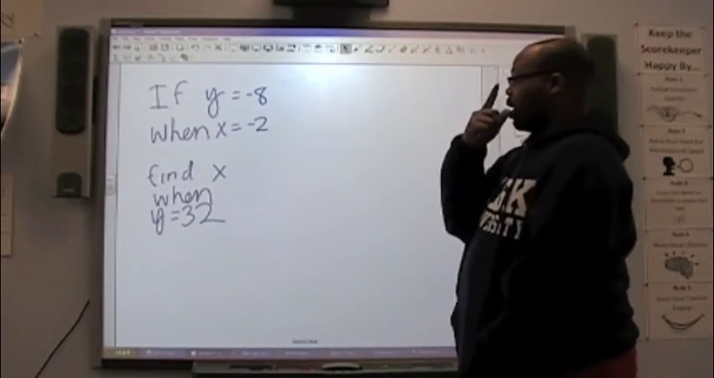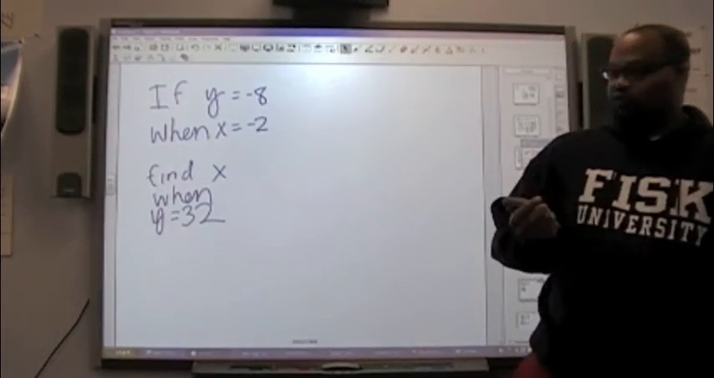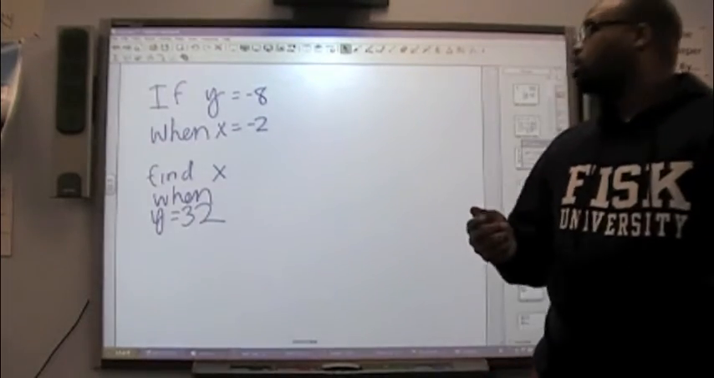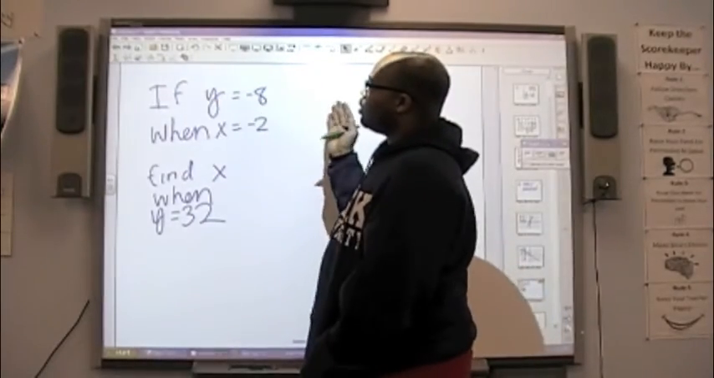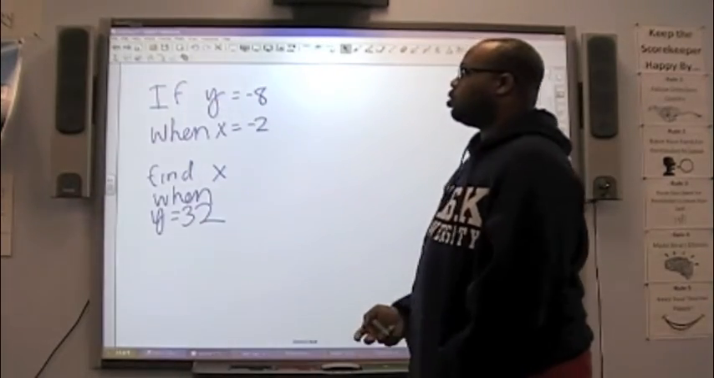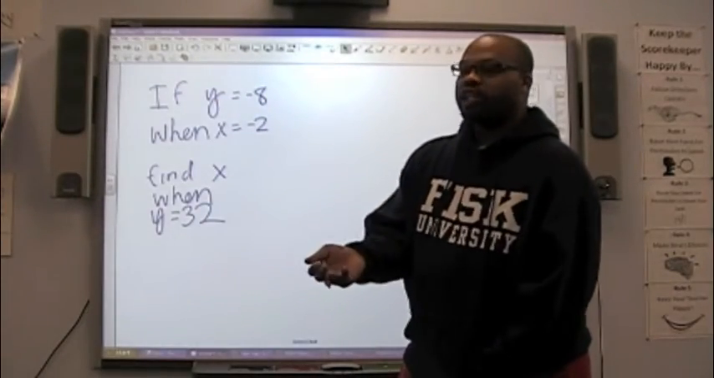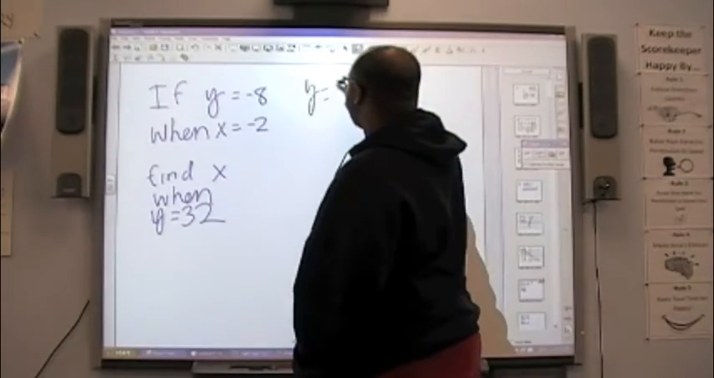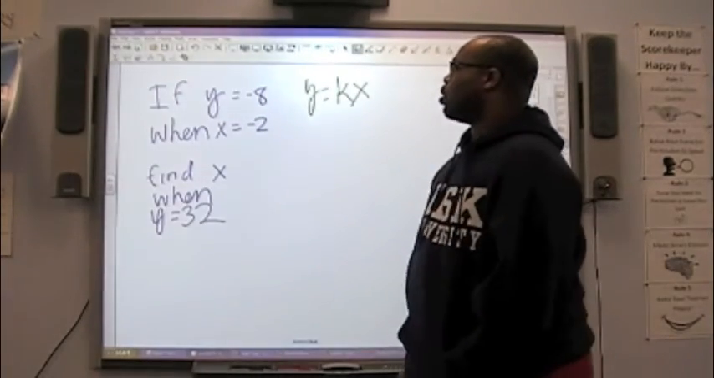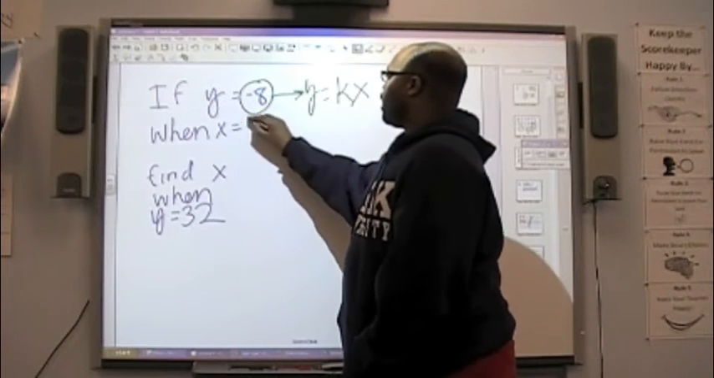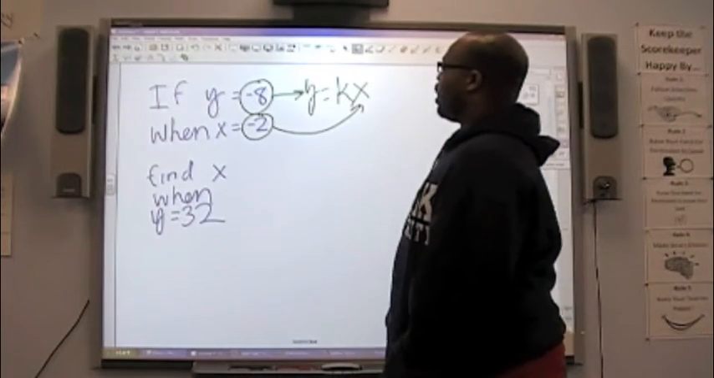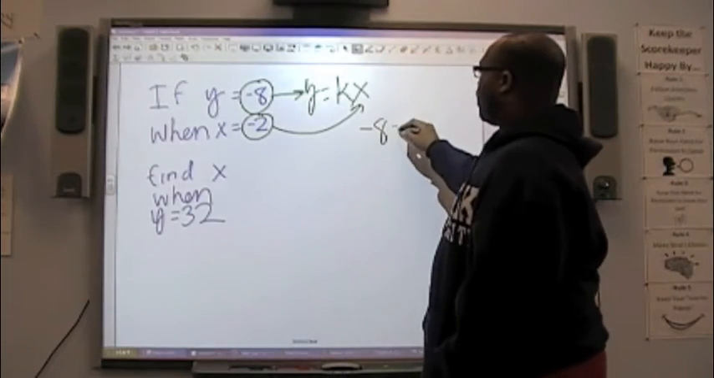Let's talk a little more about direct variation. If I'm using direct variation, then I know that they might give me problems like this. If y is negative 8 when x is negative 2, what's the equation for that? And so what I'm going to do is write a direct variation equation in general form, and then I'm going to substitute a negative 8 in for y, and then substitute a negative 2 in for x. Let's do that now.